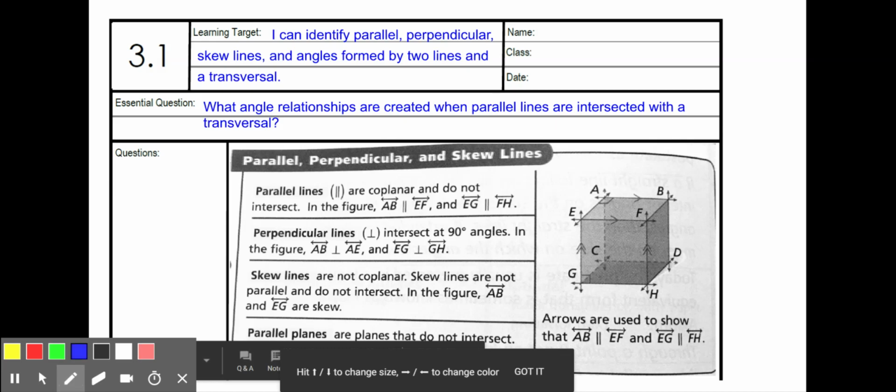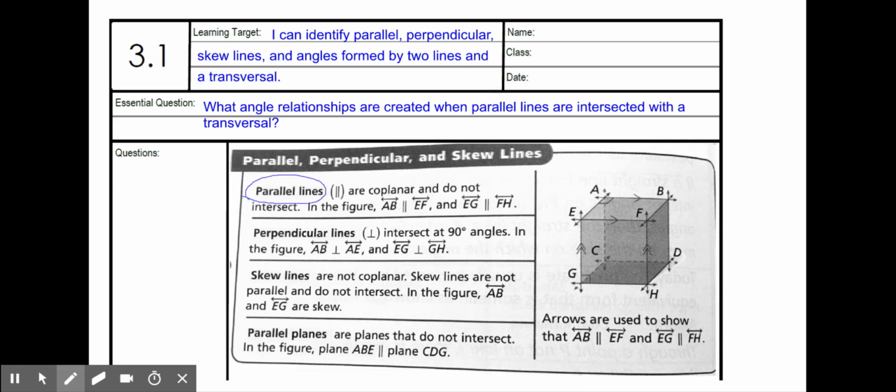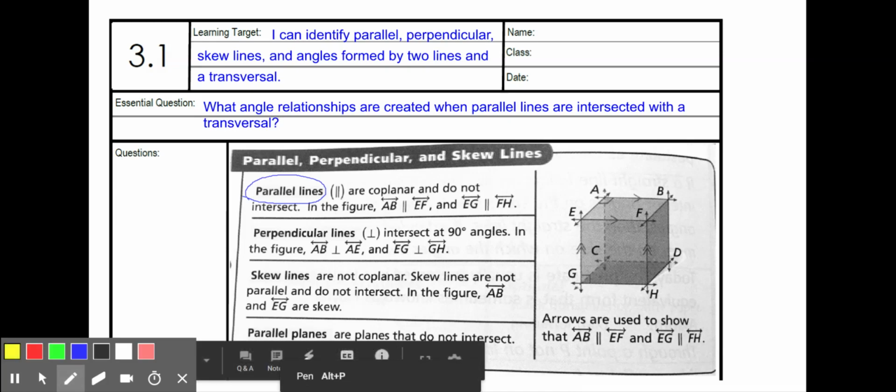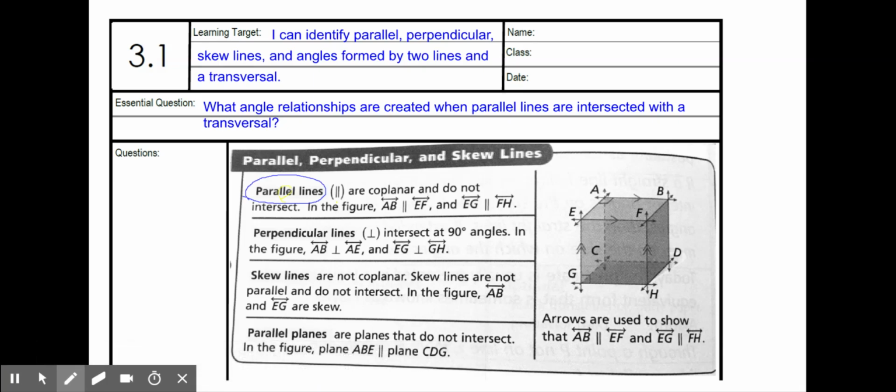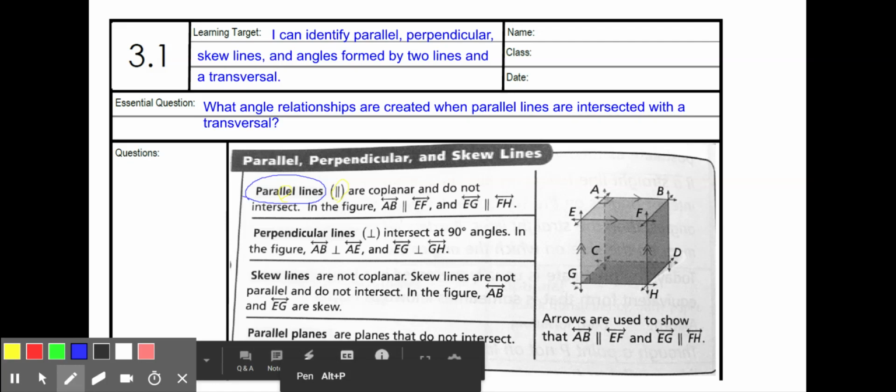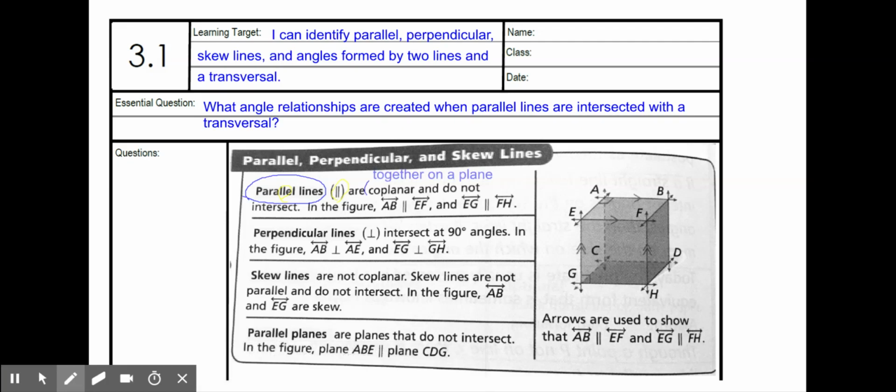All right, let's take a look at parallel lines. Parallel lines have the symbol of two vertical lines, and I like to remember that in the word parallel is two vertical lines. They are coplanar. So remember that coplanar means together on a plane. And the biggest thing is that they do not intersect.